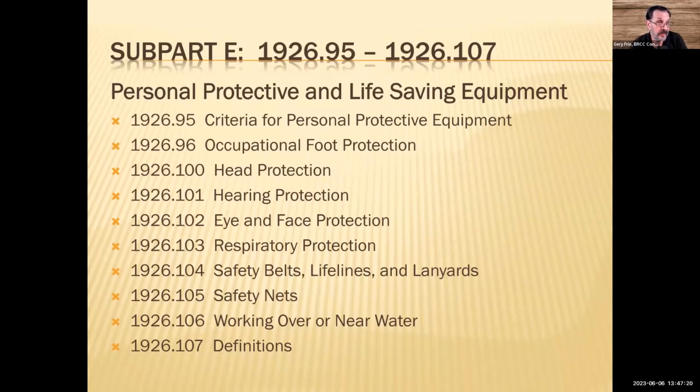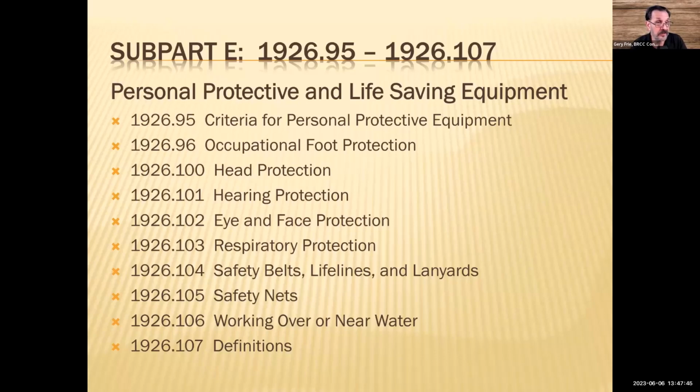So, 1926.100 describes head protection, and then 1926.101 is hearing protection. So this is common. And then there can be a bunch of other characters beyond there. If you're getting down to the exact line and verse within the OSHA standard, it can have a lot more characters to the right of that number.